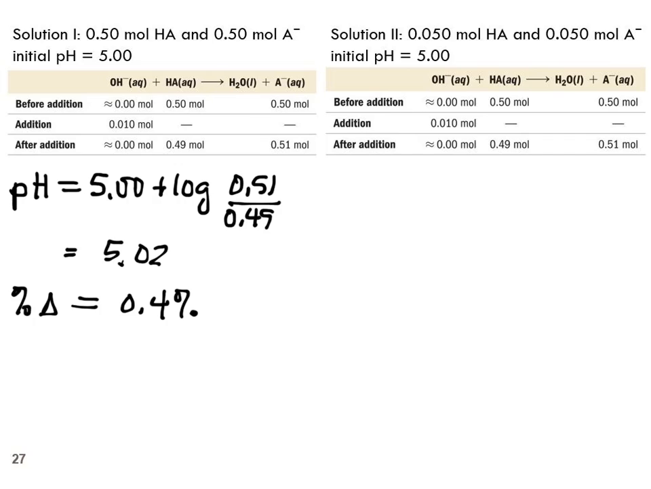And then over here, smaller amounts, lower concentrations of the conjugate acid and base. Relative amounts are equal, but again, adding in this 0.01 moles of sodium hydroxide and that's not right. That's not right. That should say.